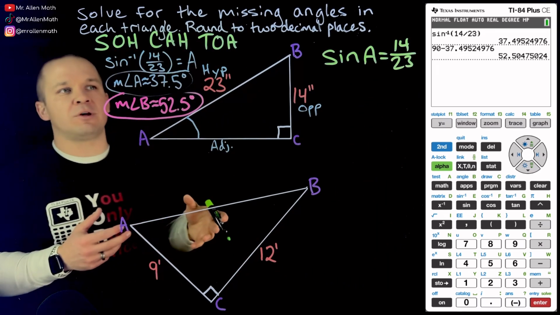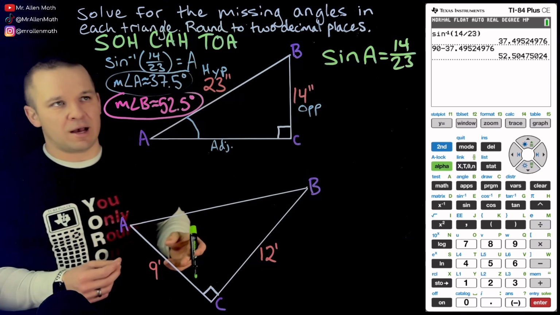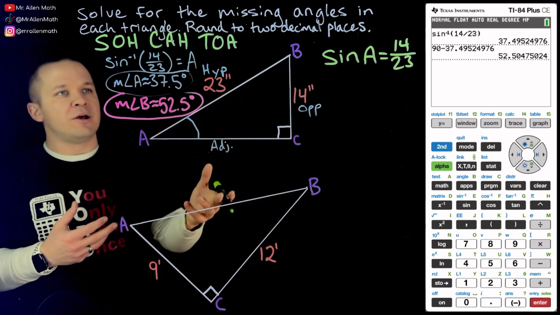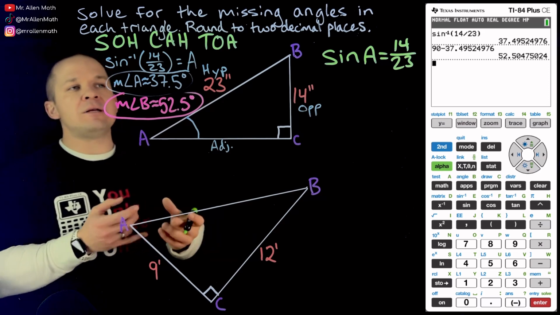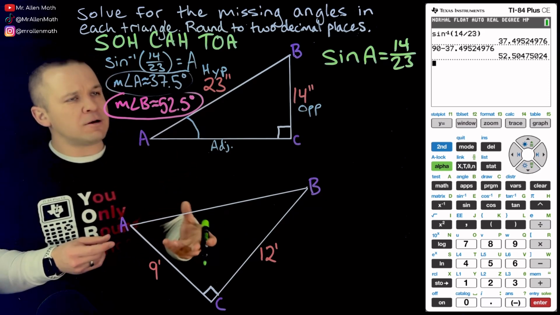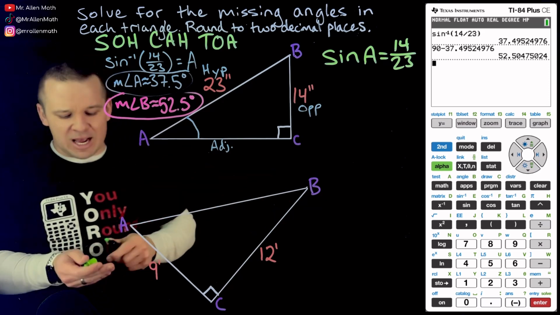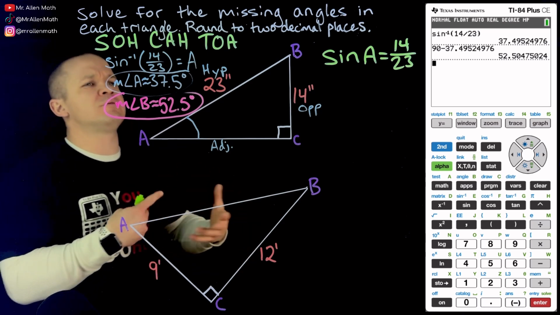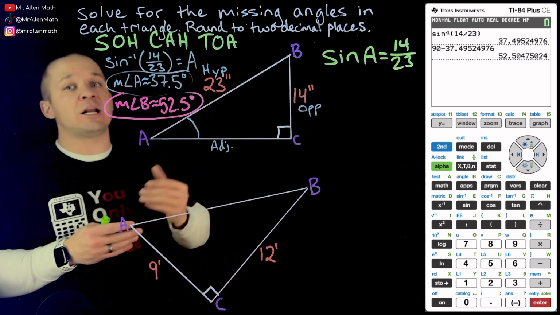And now sometimes what they'll actually ask you for is, what is sine of A? It's 14 over 23. So sine of A is just a ratio. But now, if I want to solve for A, to get that angle by itself, I have to undo sine. How do I undo sine? It's not sine times A, it's sine of A.